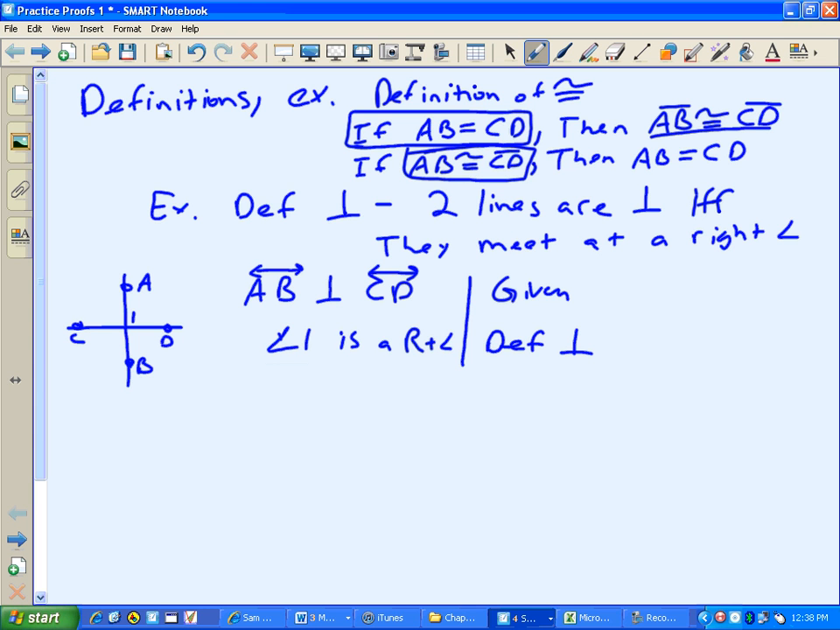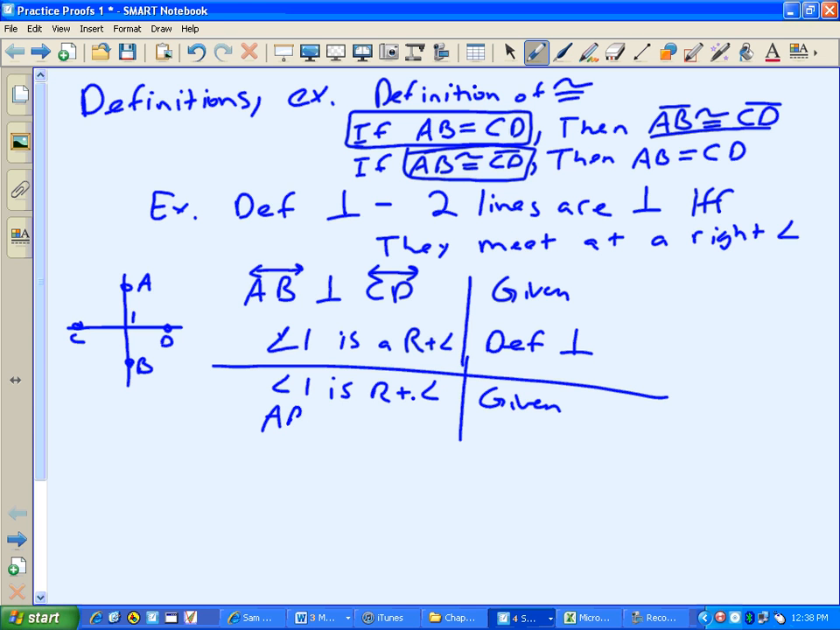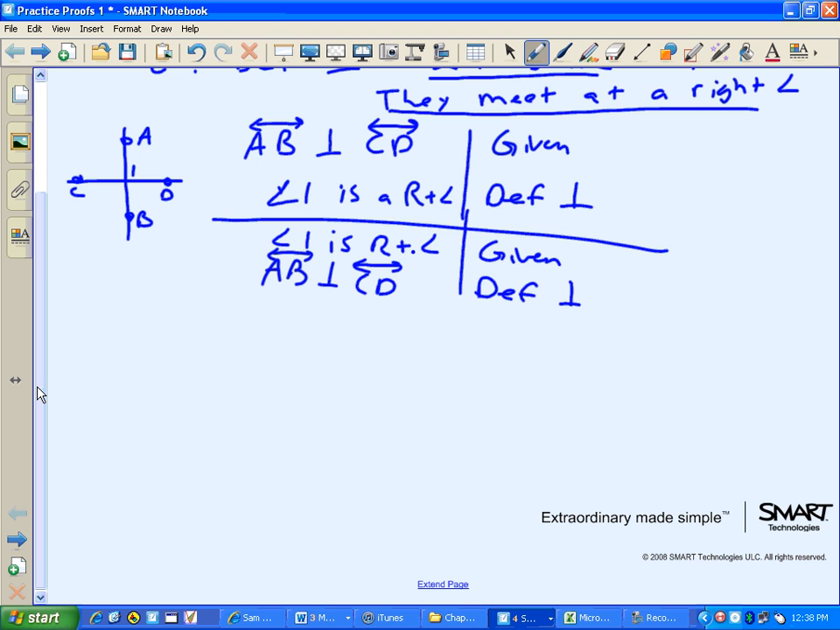I could go the other way too. Let's say it's given that angle 1 is a right angle. Then I can say AB is perpendicular to CD, because that's the definition of perpendicular. Because this is a biconditional statement, if I meet either this part or this part, then it results in the other part being true. So you can use definitions that way in your proofs.